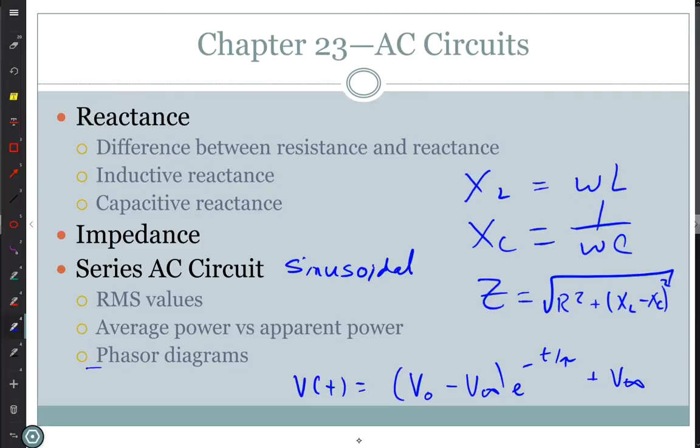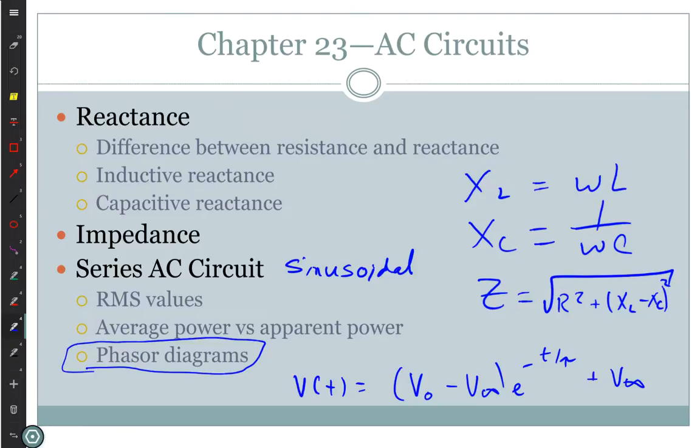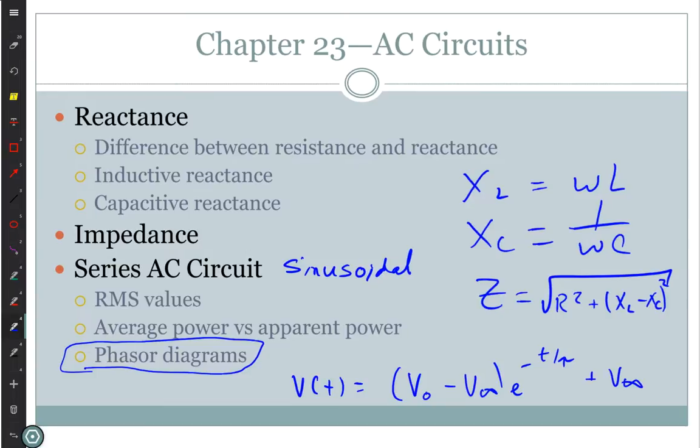I'm not going to have you draw a phasor diagram, so you don't have to worry about whether you can draw it, but make sure you understand how these things work. And many times, the reason we draw that phasor diagram is because it helps you.